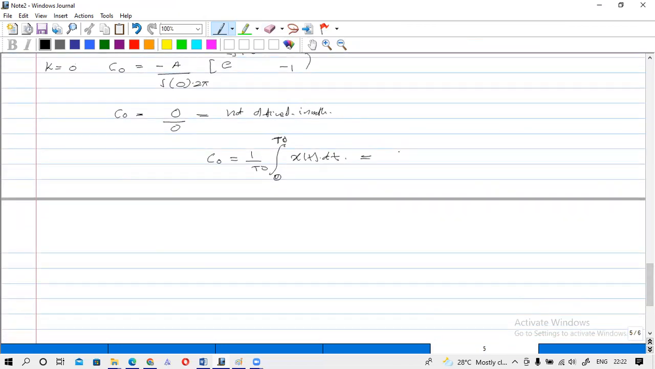So if I do the integration, you have to do two integrations. One is from 0 to T naught by 2, where you will have A dt, plus the integration from T naught by 2 to T naught, where x(t) will be 0. So that part is not available. You have to find the integration only for this one, from 0 to T naught by 2, A dt.